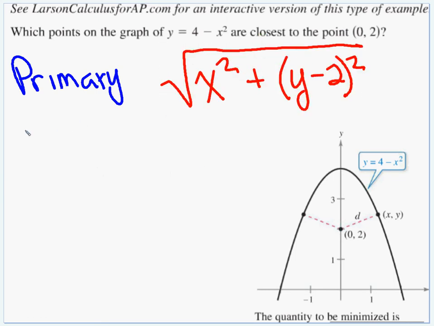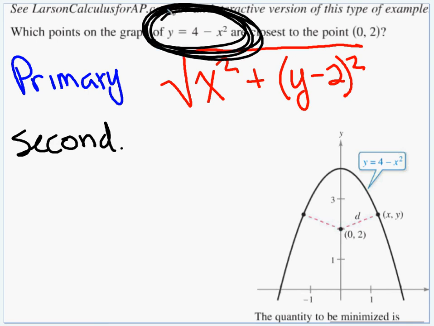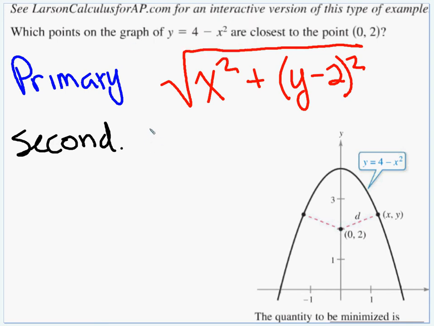What is our secondary equation? Now, if you reread the problem, there's not much to work with. The only thing left is y equals 4 minus x squared. We've got a primary, we have a secondary. We're going to put the secondary into the primary to get it down to one variable. Right now, I'll underline in green, we've got x's and y's. I like to get it to be all just x's.